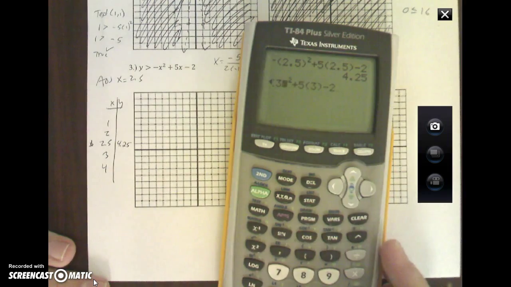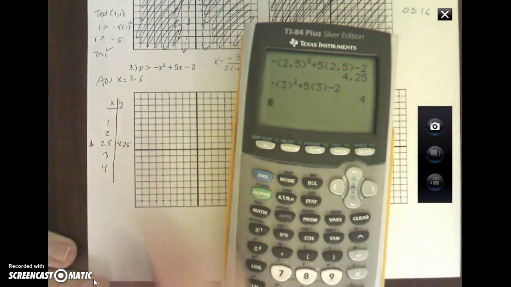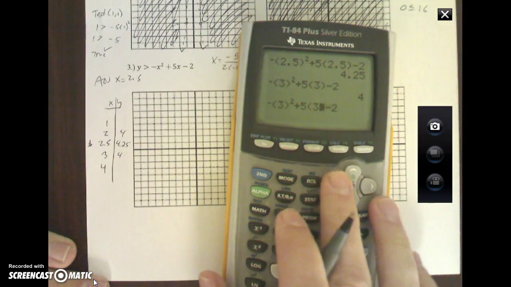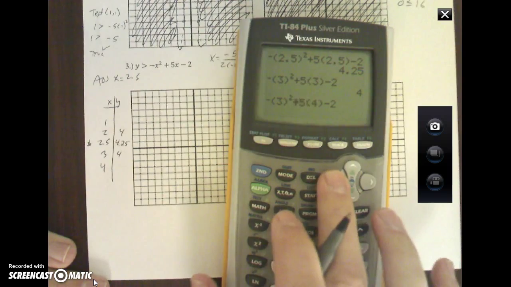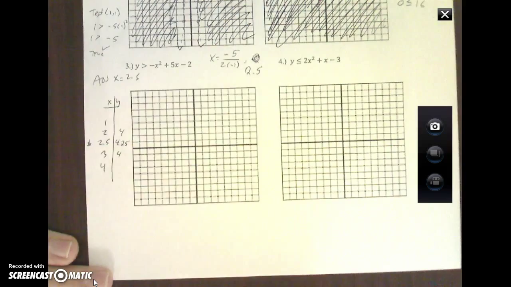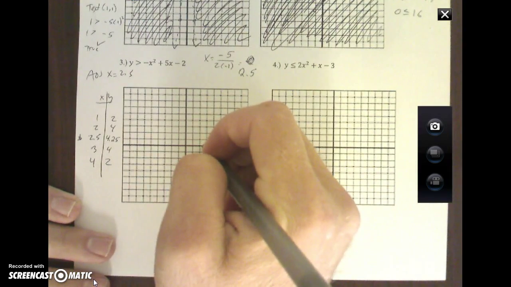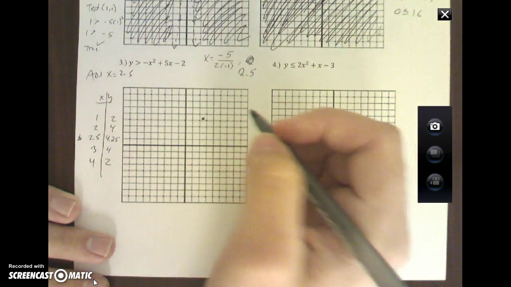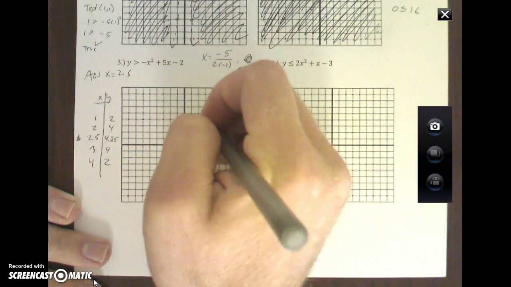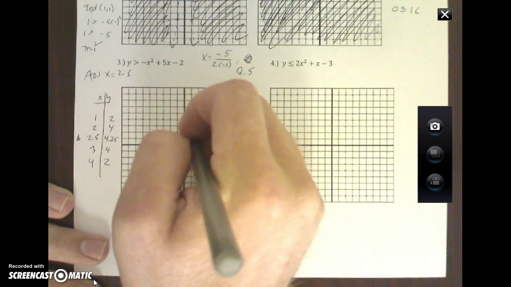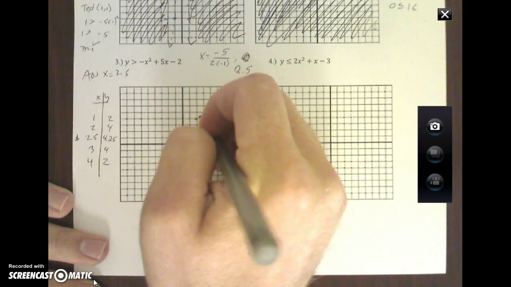3. Alright, 4. And lastly, if I put a 4 in here, we got 2. Alright. So 2.5 is between 2 and 3, and then up to 4.25, right around here. Doesn't have to be perfect, it's in the general ballpark. 3, 4, 2, 4, and then 1, 2, and 4, 2.